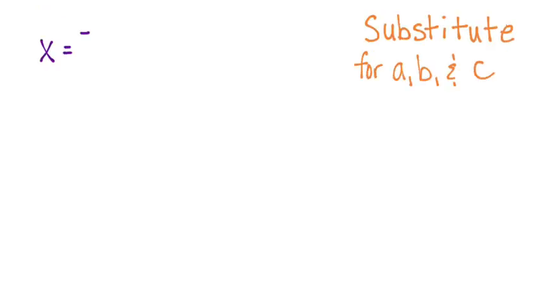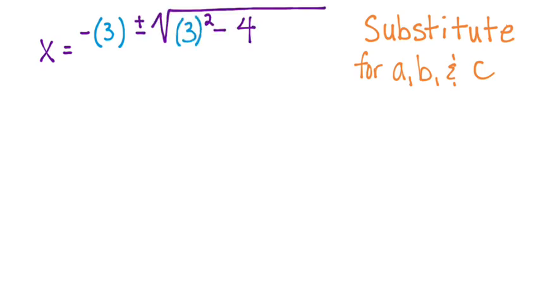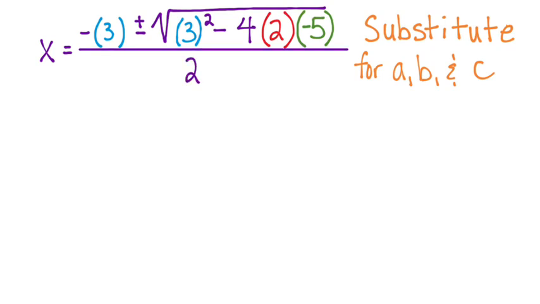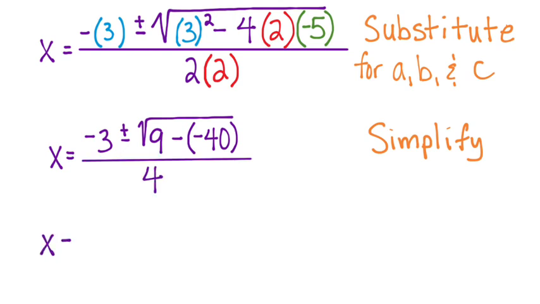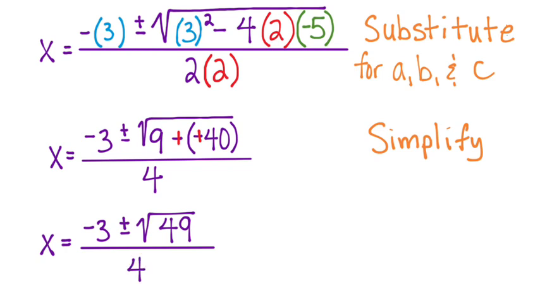I substitute in for my a, b, and c values. And then I simplify, right? Now again, remember inside your root bar, you need to do your exponents first. So it's 9, and then negative 4 times 2 is negative 8 times 5 is positive 40, right? Then the square root of 49 is 7.